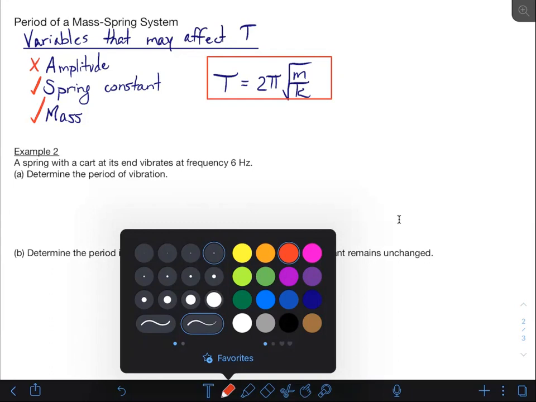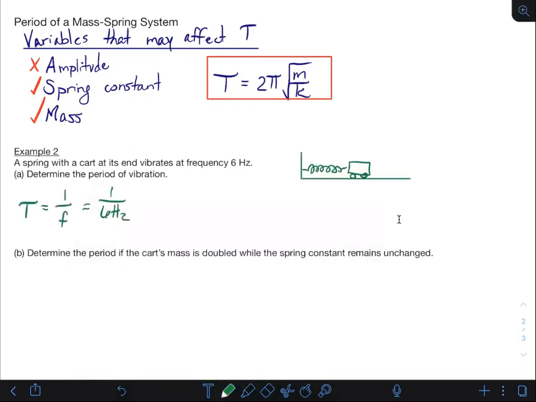Well, the information that we have is the frequency, and we know that period is equal to the inverse of that frequency. So let's do 1 over 6 hertz, and we get that this period is 0.167 seconds. Oh, very good.